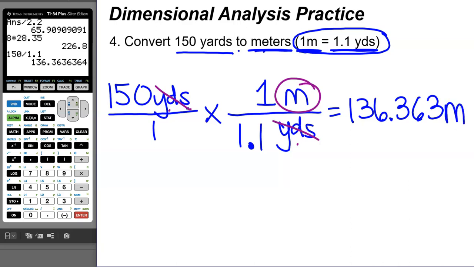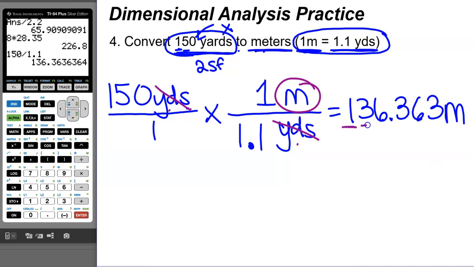Our last step, now that we have our answer, is simply to round to the correct number of significant figures. Looking back in the problem, 150 yards was our given value, and that has two significant figures. The 1 and the 5 are significant, but the trailing 0 is not significant because there's no decimal point. There's two significant figures here. So that means that we need to round our answer to two significant figures.